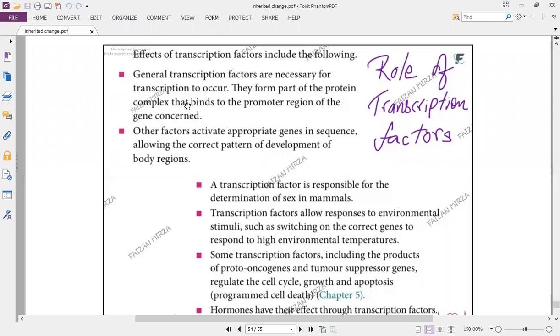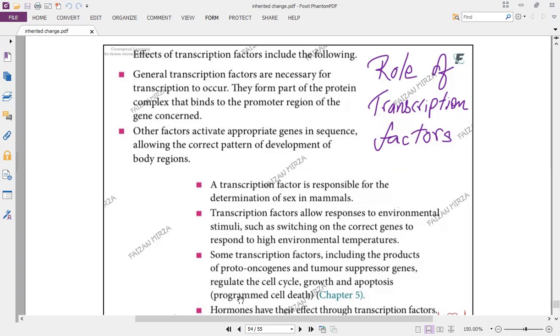Transcription factors are required in various parts of the life of an organism. They are required for appropriate genes to be switched on, and for genes to be switched on in a proper sequence. Transcription factors are required for determination of sex in mammals. They are also required for responding to changed stimuli from the environment, for example high environmental temperature, as well as the turning on of the proto-oncogenes or tumor suppressor genes, for example P53, BRCA1, BRCA2, which regulate the cell cycle and apoptosis, or programmed cell death. So transcription factors are involved in those as well.